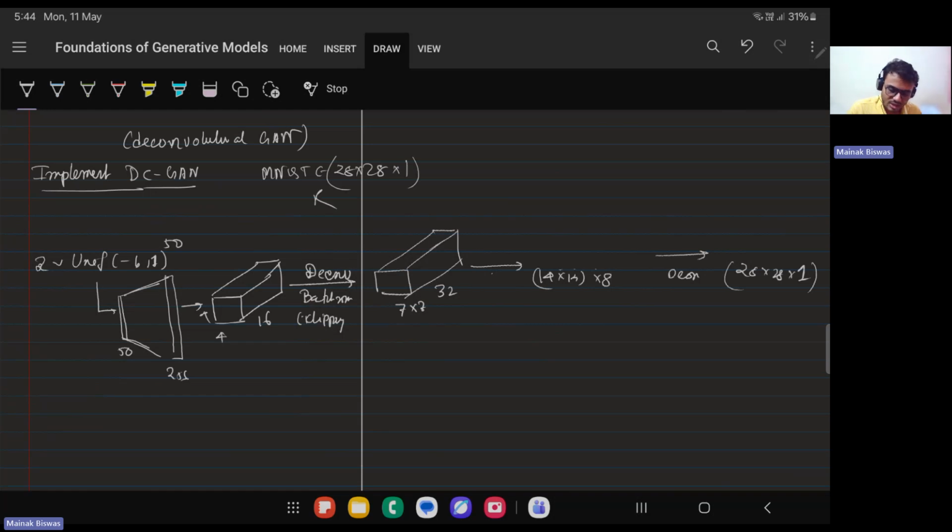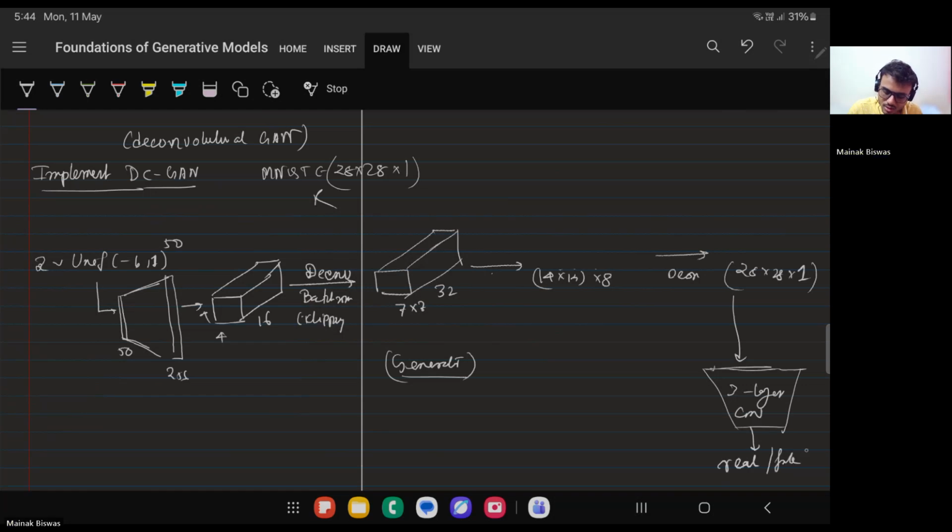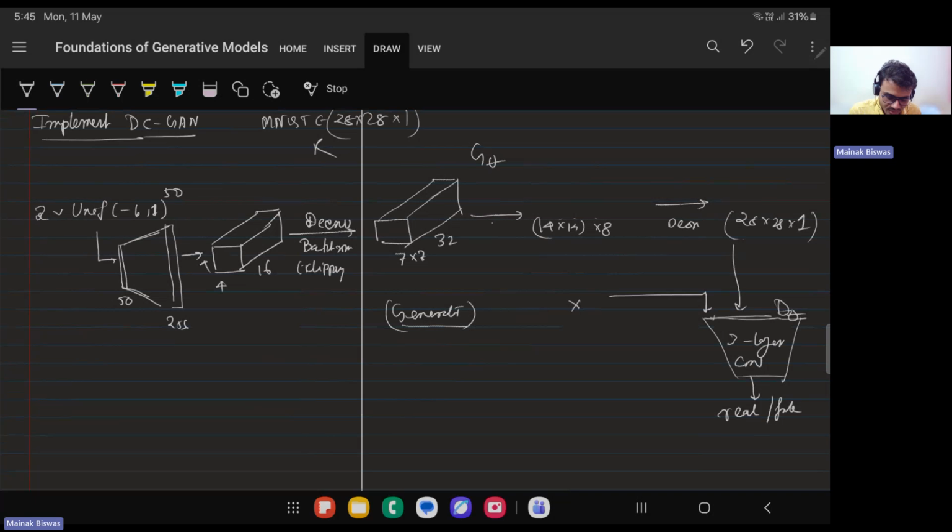Okay, so this is the thing. This is my generator, G theta. I'll take this image and use a 3-layer convolutional neural network on it to predict real or fake. X also exists. This is my D theta. I'll use the DC GAN objective, the Goodfellow GAN objective.